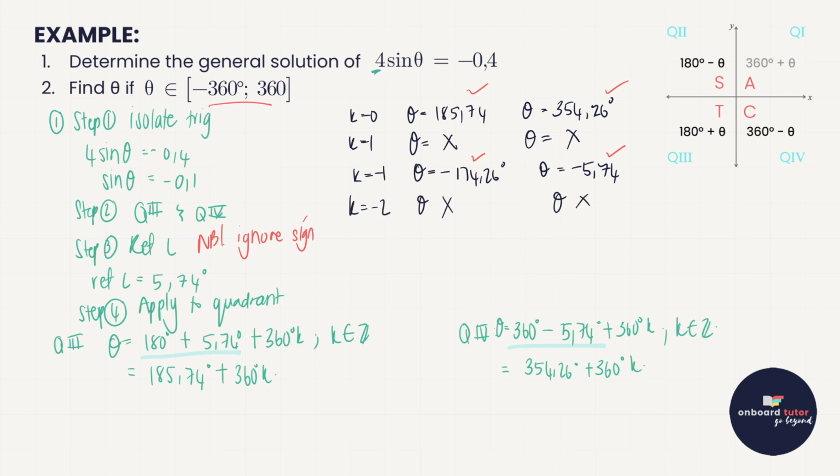Okay, so the specific solution then is these 4 values, and we need to list them from smallest to biggest. So theta equals minus 174,26, minus 5,74, 185,74, and 354,26. There we have our specific solution.